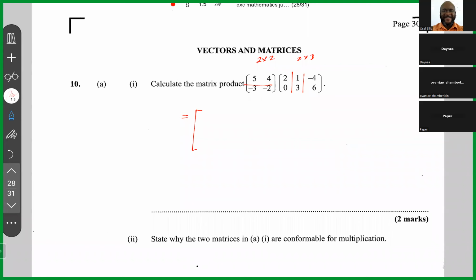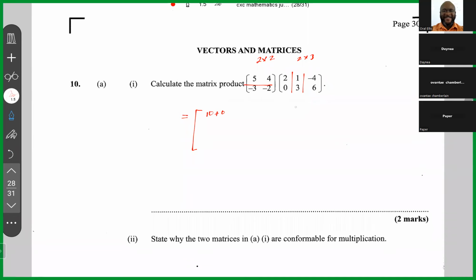If I multiply the top row by the left column, I'm going to get the top left answer. First element in the row, first element in the column, second element in the row by the second element in the column. That's how you multiply row by column. So it's going to be 5 times 2, which is 10, and then 4 times 0, which is what? 0. So it's top row, left column.